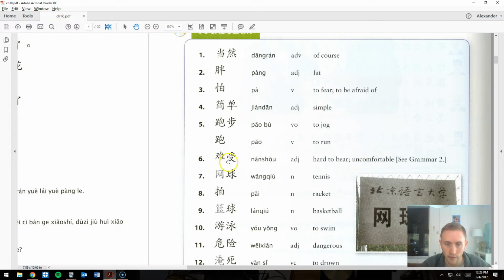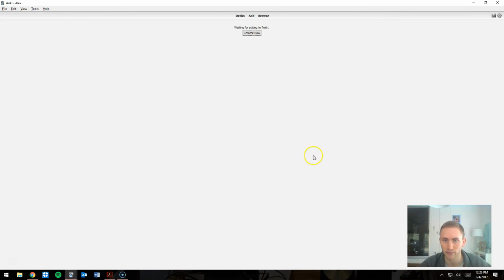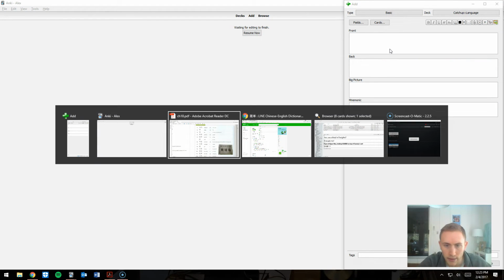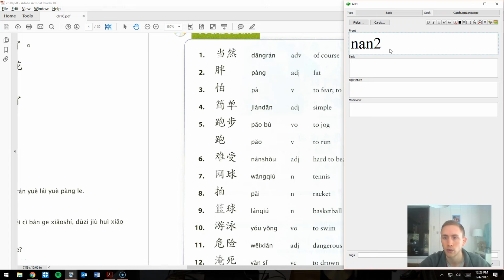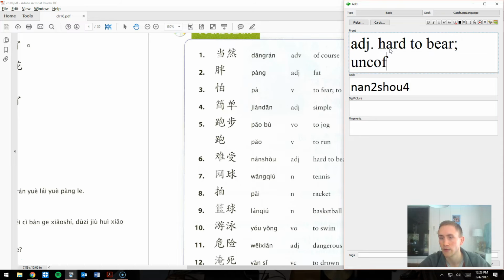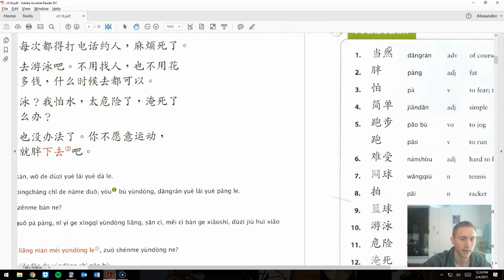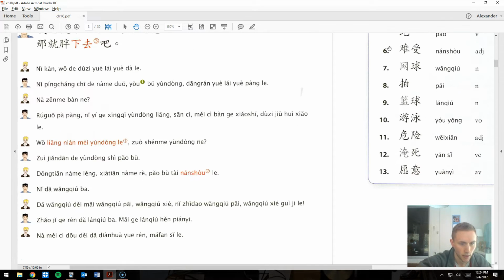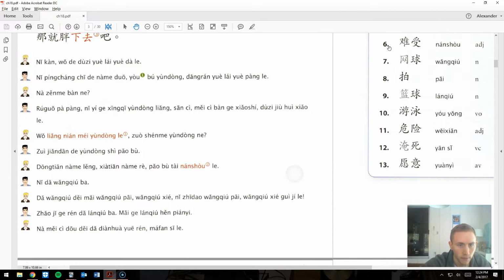But I'm going to go ahead and make that card because it is a new kind of phrase. So this is what I'd actually write. Nanshou. I usually put the Chinese part on the back, and then it's hard to bear, uncomfortable. And again, as I briefly mentioned, if it's something I'm using for the first time, I like to get some sort of example of it in a sentence, just so I have a better idea of how it's actually used in practice. So this is the dialogue that goes along with this vocab. Let me see if I can find something here. Where does it show up?